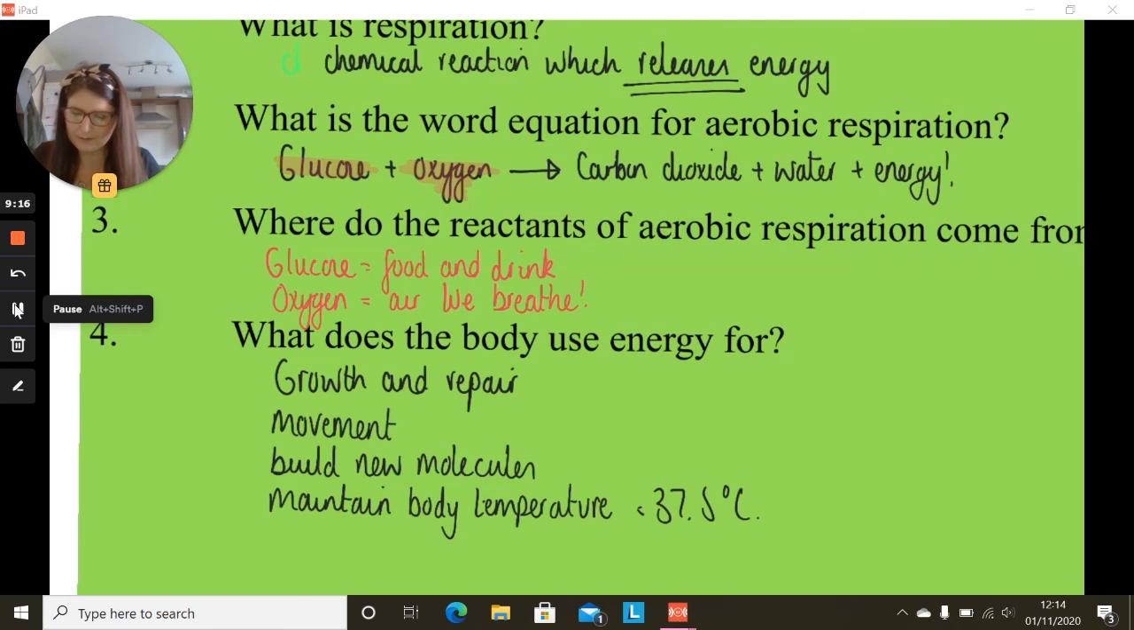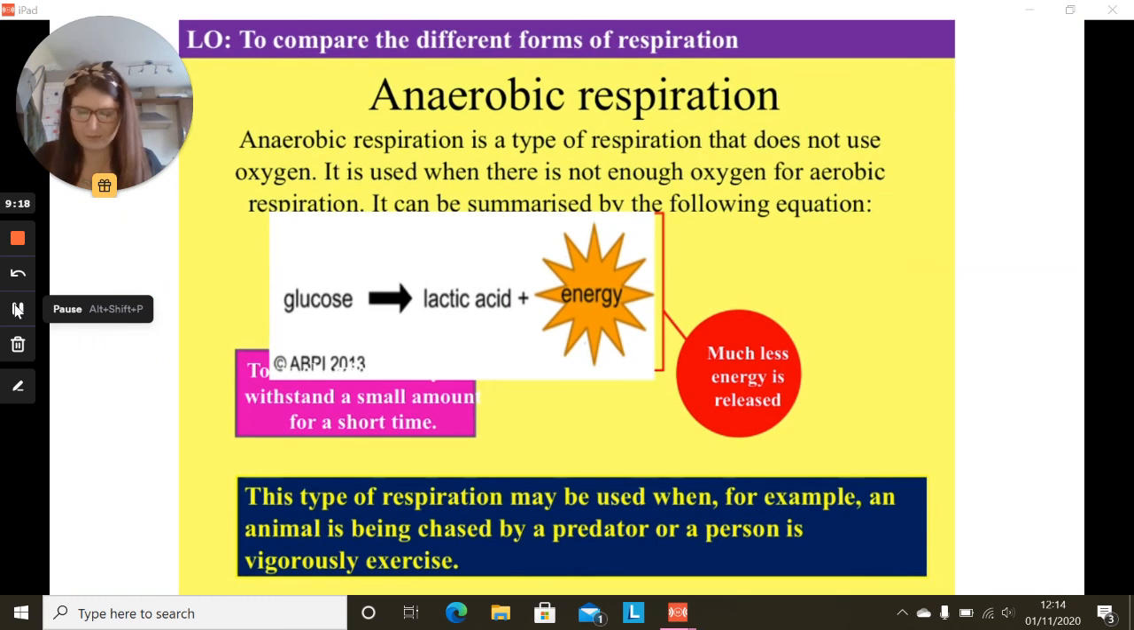Right, now let's look at anaerobic respiration. This type of respiration does not use oxygen. We haven't got enough oxygen. When we think we haven't got enough oxygen, it's not when we hold our breath. It's mainly when we're doing exercise, when the body cannot get enough oxygen in. Obviously, when we hold our breath, but how often do we sit and hold our breath? Not often. So it's when we're doing some form of exercise.